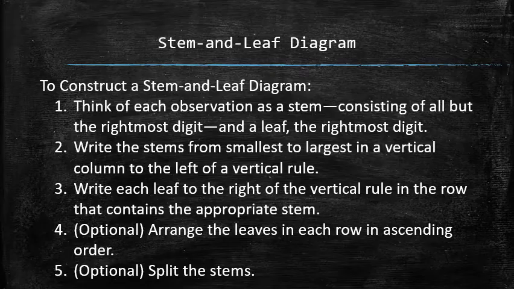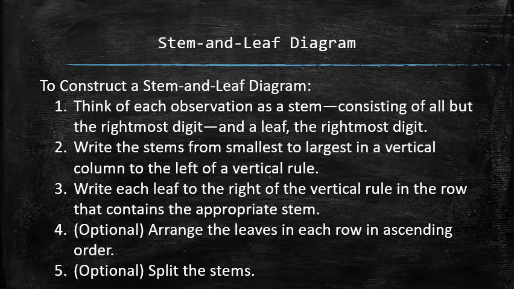In summary, to construct a stem and leaf diagram, first think of each observation as a stem, consisting of all but the rightmost digit, and a leaf, the rightmost digit. Then write the stems from the smallest to largest in the vertical column to the left of a vertical rule. Write each leaf to the right of the vertical rule in the row that contains the appropriate stem. The next two steps are optional. You can arrange the leaves in each row in ascending order, or you can split the stems.